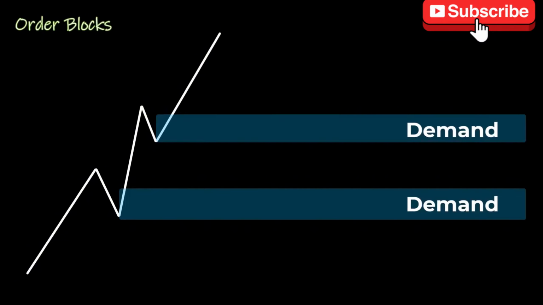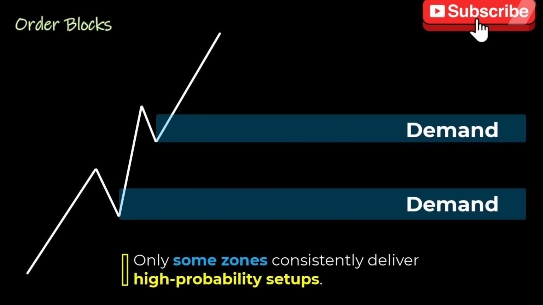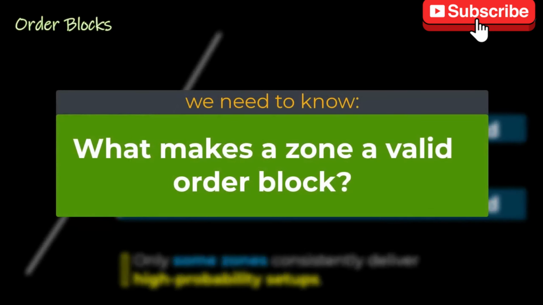Through experience and backtesting, we've learned that only some zones consistently deliver high probability setups. And that's where order blocks come in. These zones usually share a few specific characteristics that make them more reliable than standard support or resistance levels. So before you start marking your charts, we need to know what makes a zone a valid order block. That's what we're covering next.